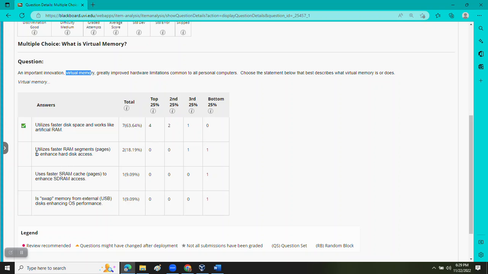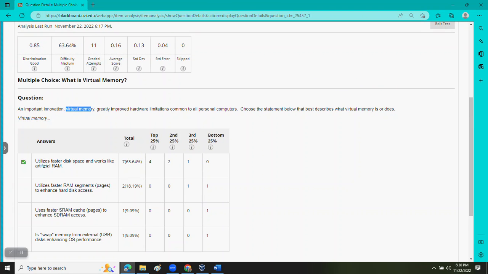Some students answered utilizes faster RAM segments or pages to enhance hard disk access. That's not accurate because RAM segments don't differ in their speed. Although logical, so there's a convention in operating systems we go into in memory management called logical pages, which is different than physical memory frames. Hardware layer kind of thing. We'll leave that for the 410 class.